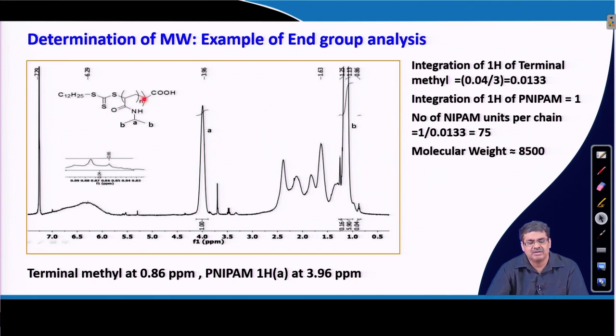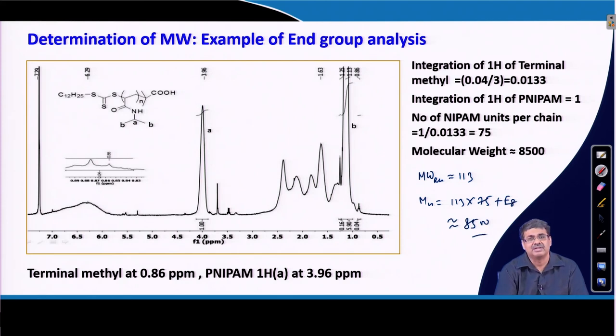That means the molecular weight corresponds to approximately this. The molecular weight of the repeating unit in this case is about 113. So the molecular weight Mn in this case would be 113 multiplied by 75 plus the end group, which comes out approximately 8500. So basically, we can quantify the number of repeating units if we know the ratio of end group to repeating unit. Hence we can find out the molecular weight, because we know the molecular weight of the repeating unit of the polymer.